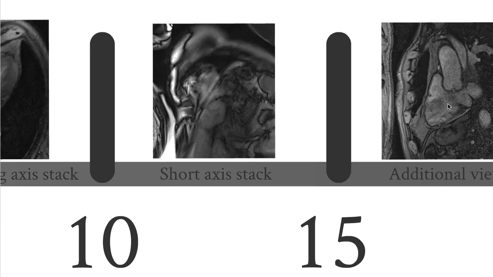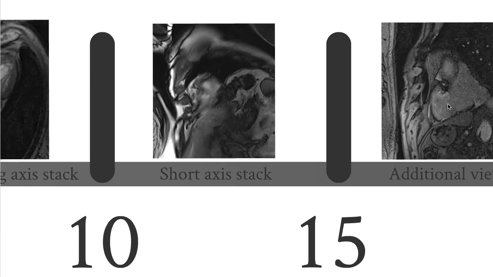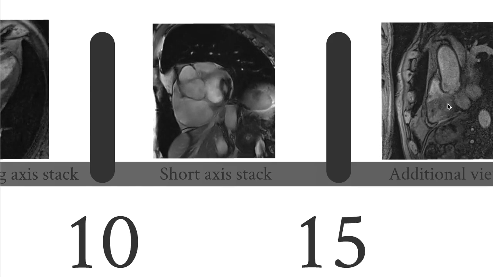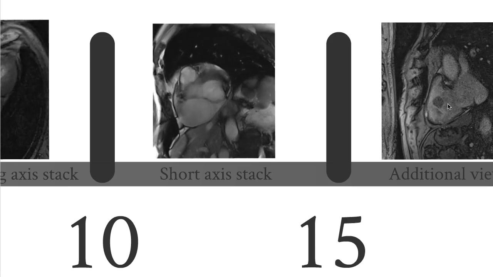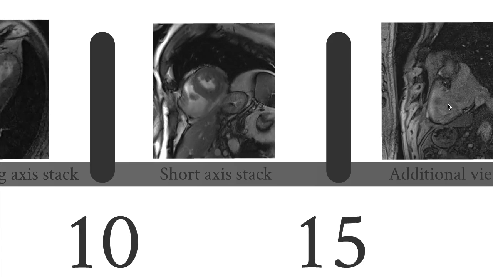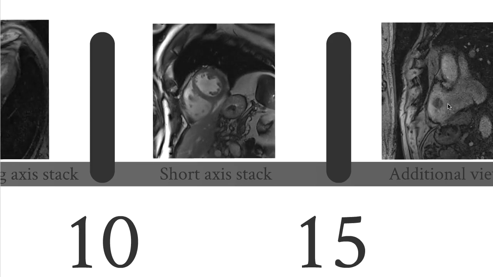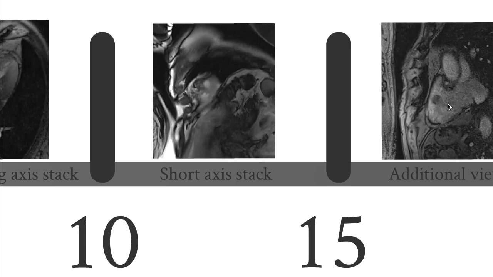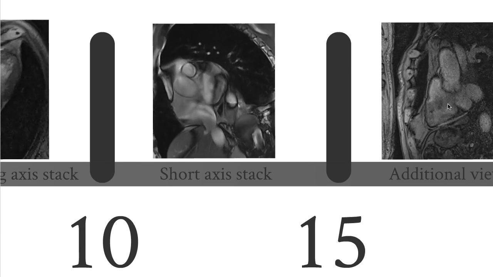You can also decrease your segments in order to get better temporal resolution. So there are ways to adjust the sequence to get better temporal resolution if you're having a hard time figuring out the relationship between the mass and the posterior leaflet of the mitral valve. We don't want to just rely on our standard sequence. We're going to use this to find the mass and then hone down in order to get some really high quality spatial and temporal resolution sequences.